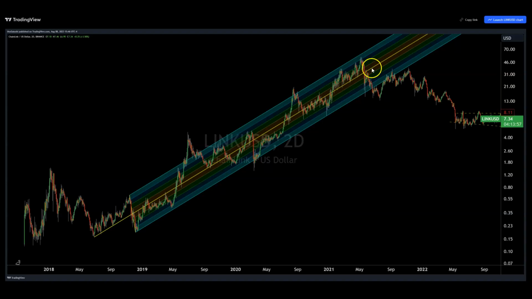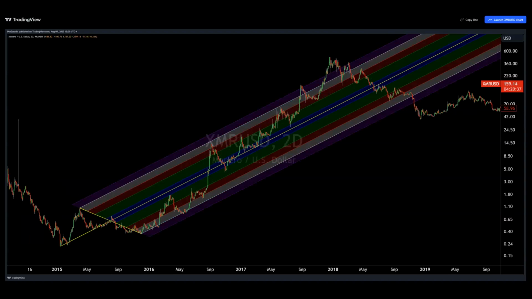We were in this channel, in this parabolic down move, and now we're in a consolidation period. For me, that's comforting to know, that I don't have to make a bunch of decisions all the time. I could just look at what's going on in some multi-channel invisible line trend. Here's Monero from 2015 to 2019, kind of the same thing.